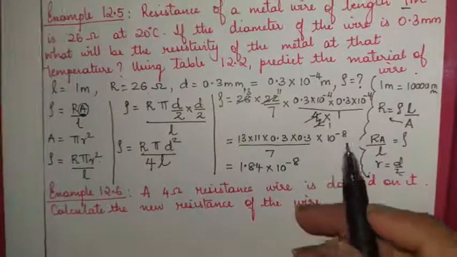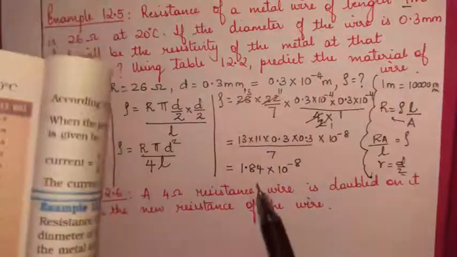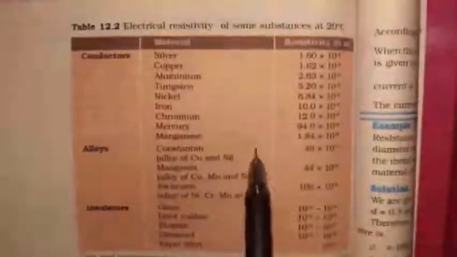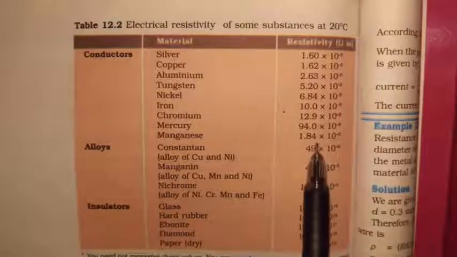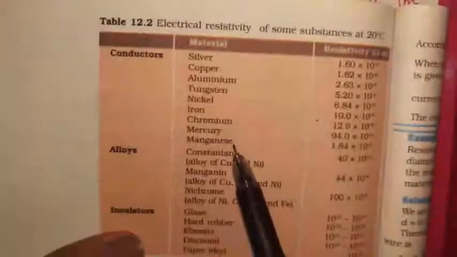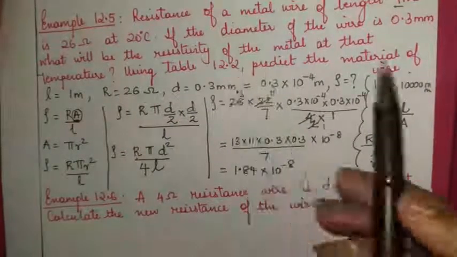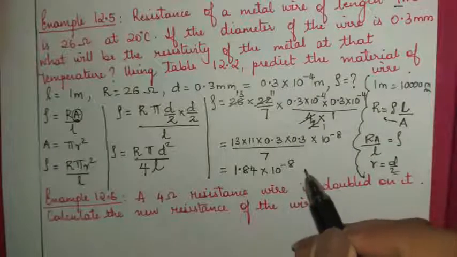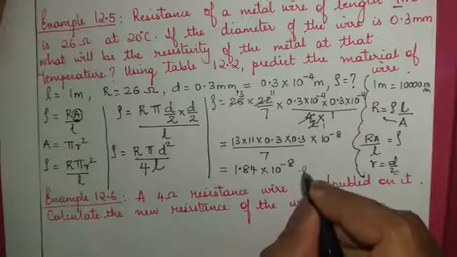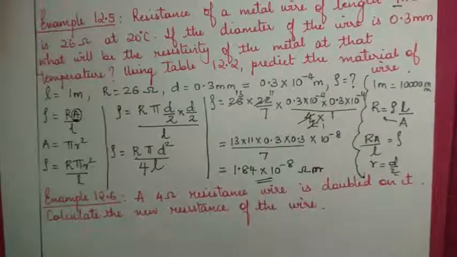Now the next part of the question: using table 12.2, predict the material of the wire. So we got the answer as 1.84 into 10 raised to minus 6, and if you see this table, 1.84 is more or less manganese. So this is what you get using table 12.2. The unit is ohm meter. Let's look at the next one.